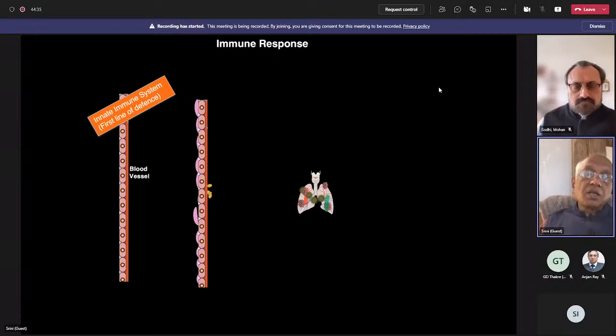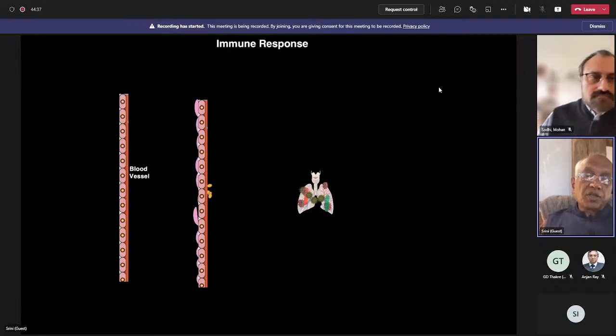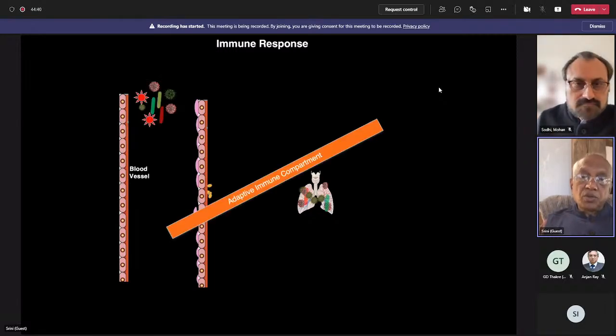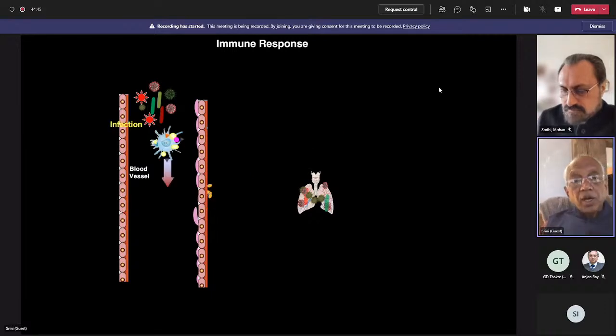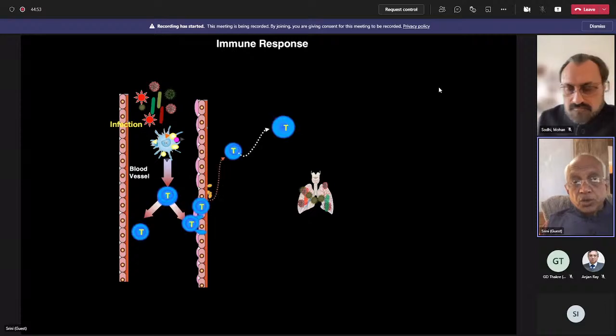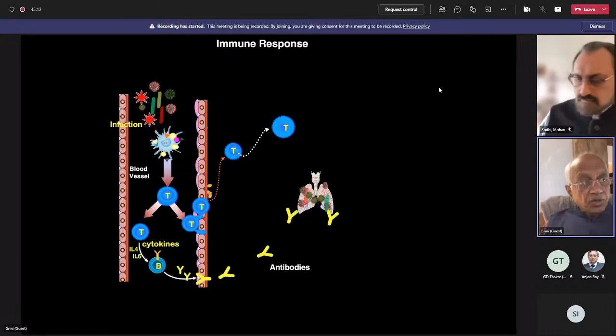And if it's not able to stop the infection, then we have a more specialized immune system called the adaptive immune system, or adaptive immune compartment, where we have specialized cells called phagocytes. I'm sure you have heard of these phagocytes. They engulf the bacteria or the virus and show it to T cells. And the T cells are a bunch of lymphocytes that are part of the white blood corpuscles that you must have read about when you were in high school or college. And these T cells are very specialized in tackling some infections. So they differentiate into different subtypes. We'll not go into that right now.